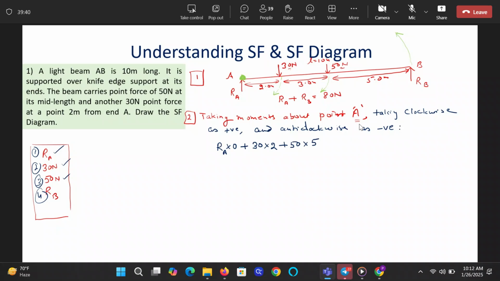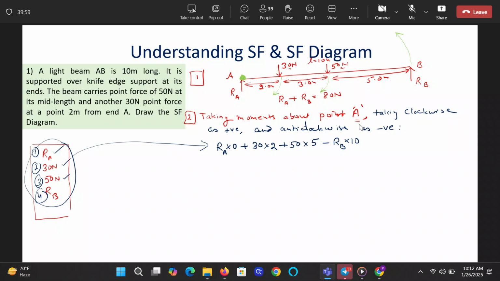And RB, we said, is causing anti-clockwise movement. So minus RB into lever from A, which will be 10 meters. Are these the 4 moments of these 4 forces, guys? Yes or no? Please tell me. Yes, sir.